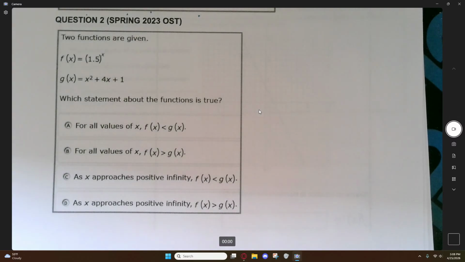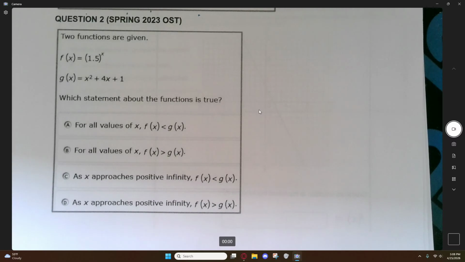For all values of x, f of x is less than g of x. For all values of x, f of x is greater than g of x. As x approaches positive infinity, f of x is less than g of x. As x approaches positive infinity, f of x is greater than g of x.